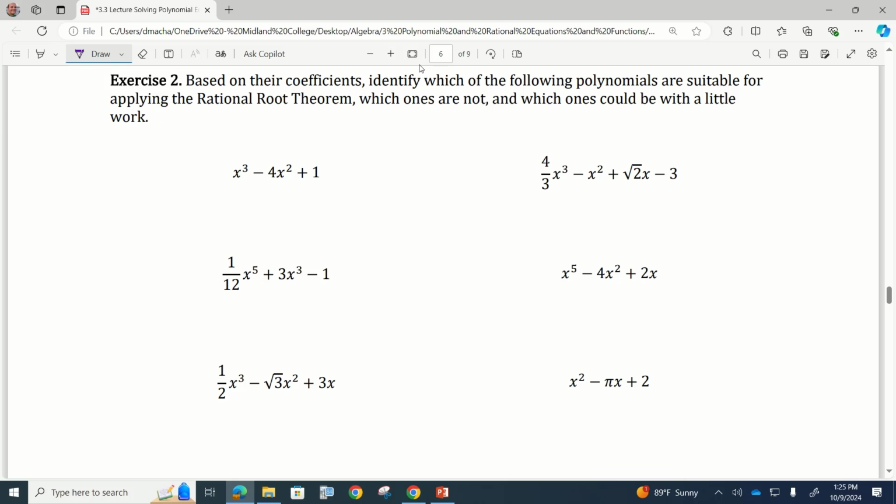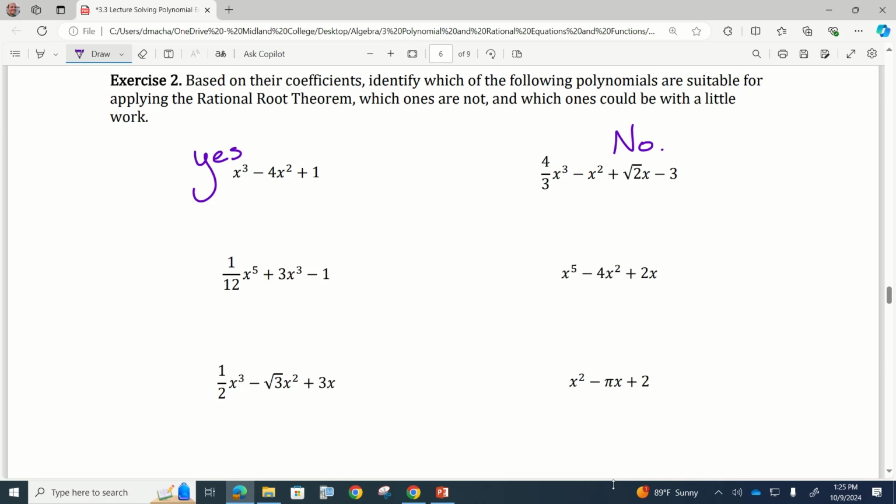Is this going to be suitable for rational root? Yes. We already have integer coefficients, so that's good to go. What about this one? No? Could I make this polynomial more suitable just by multiplying by 3? I could get rid of that denominator if I multiply by 3, but why does that still not work?